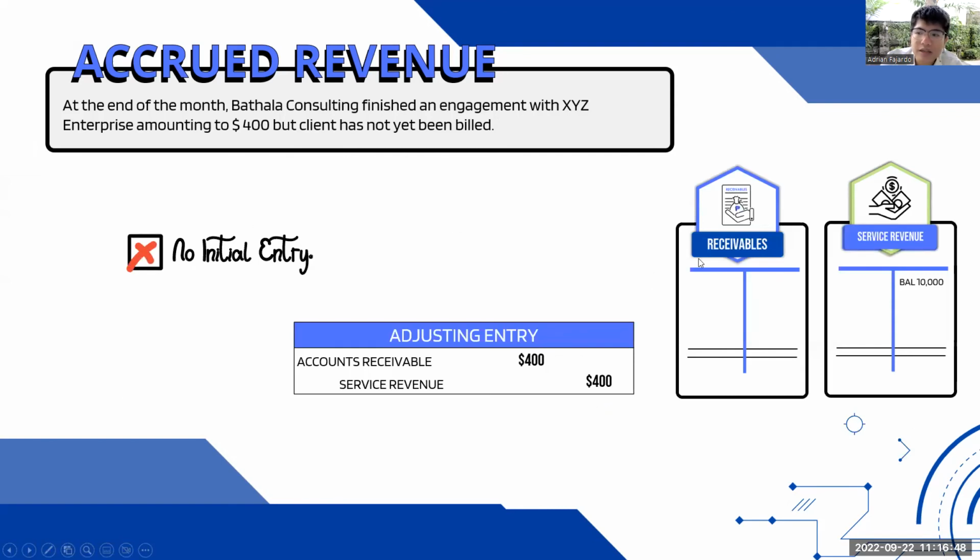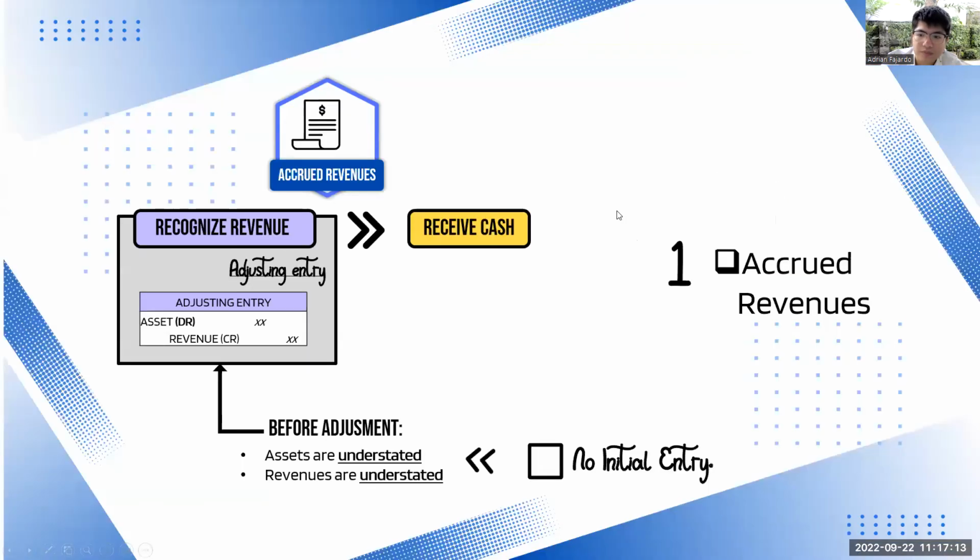So no initial entry. In terms of receivables and service revenue, basically you'll have 400 new receivables, and then yung balance mo sa service revenue probably refers to your other revenues, when in fact it should be increased by 400 kasi meron ka pang unrecorded. And therefore, our true balance for receivables is 400 and our true balance for service revenue is 10,400. So we're done now with accrued revenues, right?